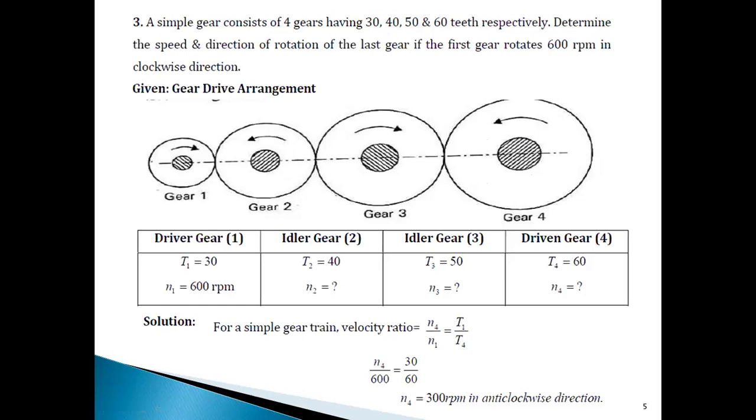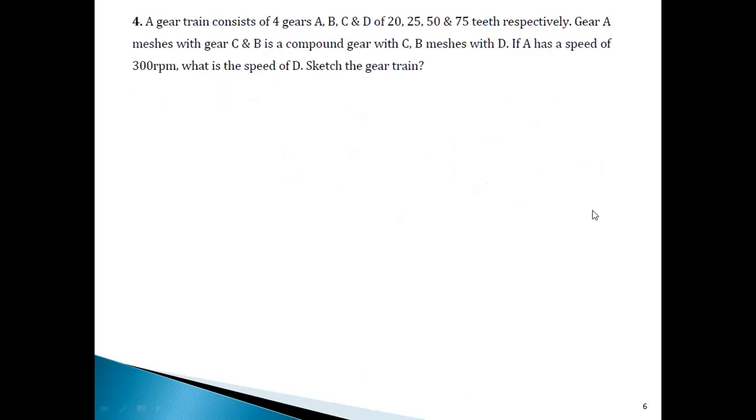Next important thing, we'll go to the next question. In the next question he says there is a gear train of 4 gears. This also has 4 gears. The names of the gears are A, B, C and D. How many teeth does each gear have? 20, 25, 50, 75 teeth respectively.